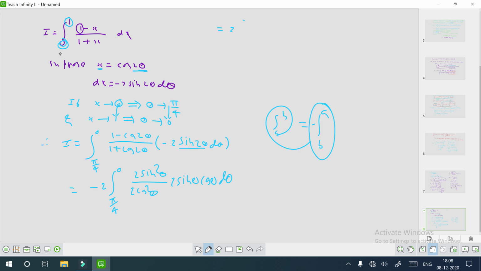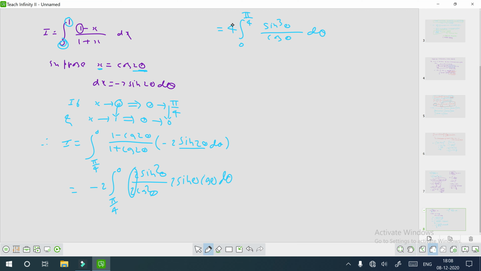So that is equal to 2 times integral 0 to pi by 4. Now see here, the 2s get cancelled, and this 2 is there, so take it outside, so it comes out 4 here. Now cos theta is also cancelled. What do you get? Sine cube theta over cos cube theta d theta. How to solve this one?